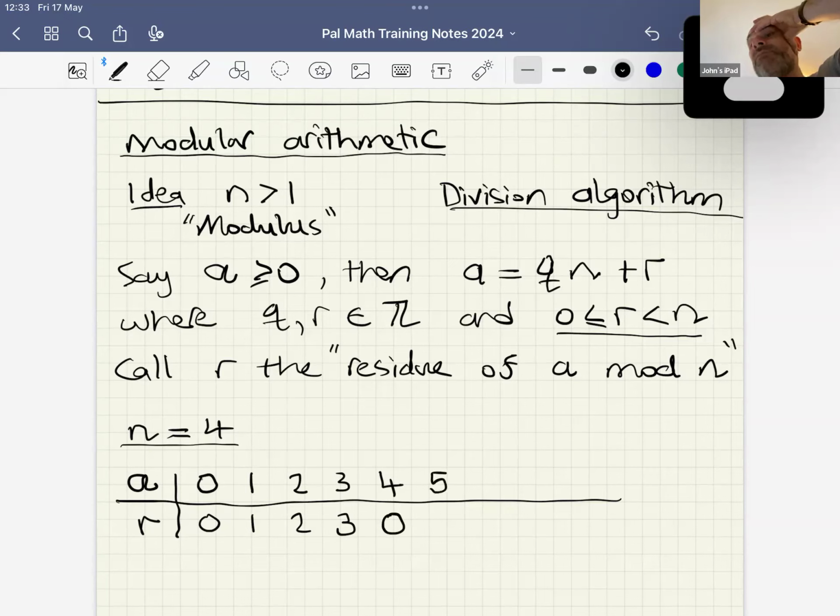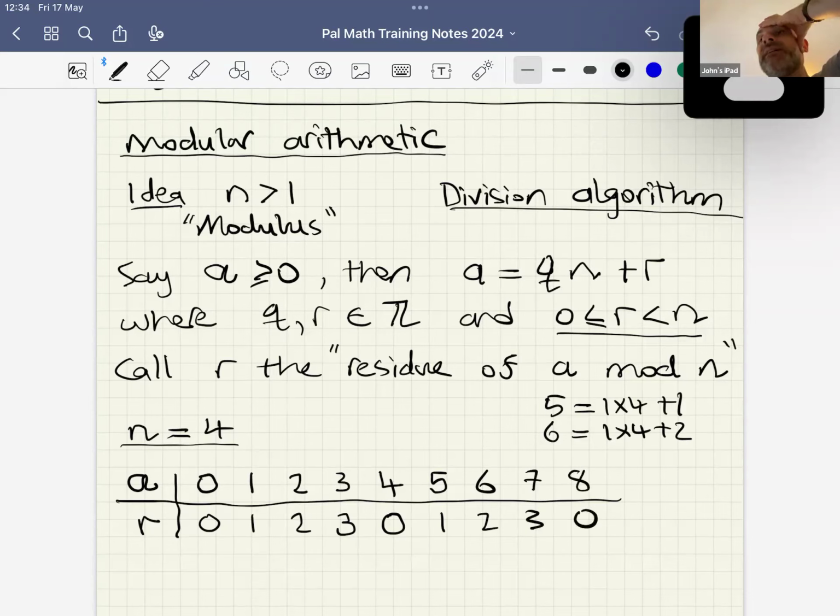For 5, you get 1, because you can write 5 as 1 times 4 plus 1. 6, you're going to get 2. 7, you get 3. 8, you get 0 again. So can you see the pattern? Yeah.